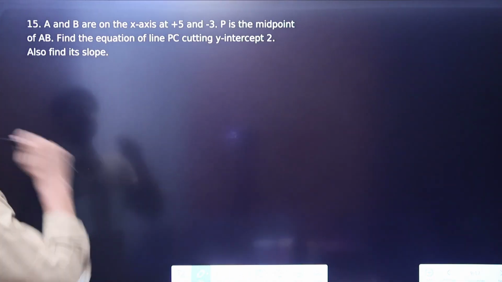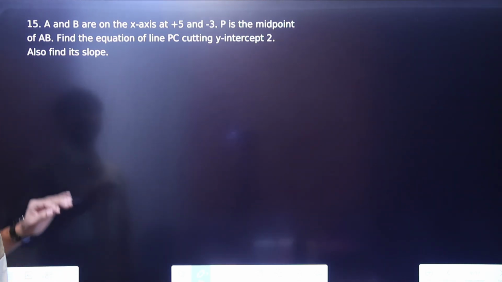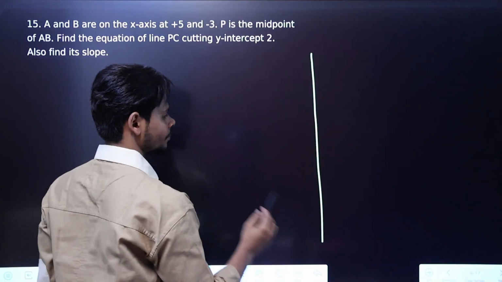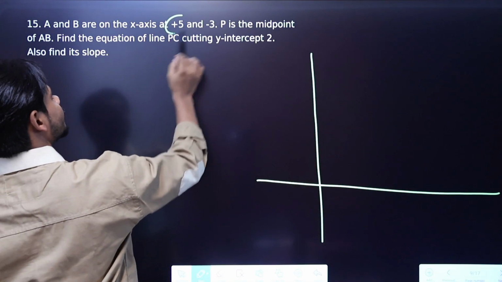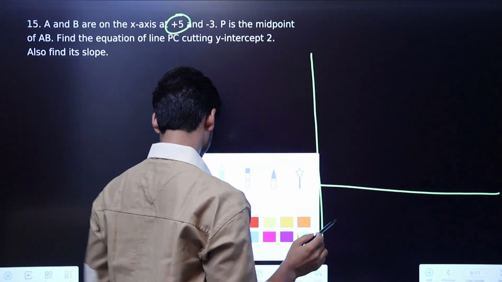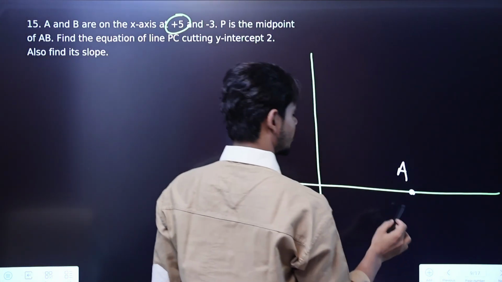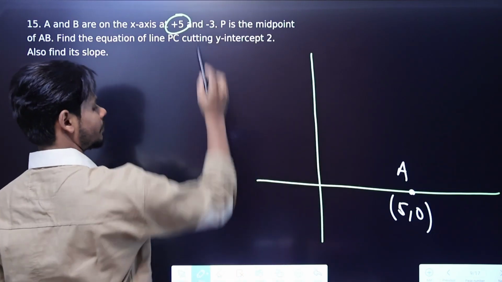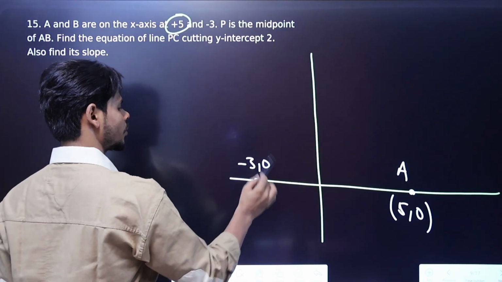A and B are on the x-axis at plus 5 and minus 3. Okay, let's draw the A and B. A is at plus 5 on the x-axis, and both are on the x-axis. So let's say A is here. It will become (5, 0) because it is plus 5 on the axis. Then minus 3. So let's say it is minus 3. So it will become (minus 3, 0).